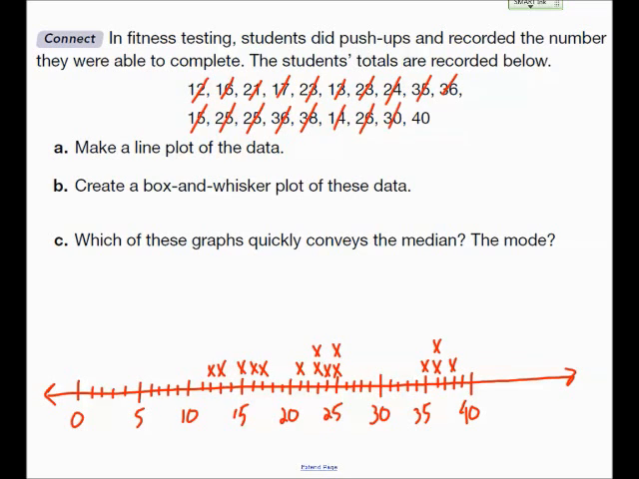Finish it up with 14, 26, and 30. There's my 14, there's my 26, and there's my 30, and then 40.